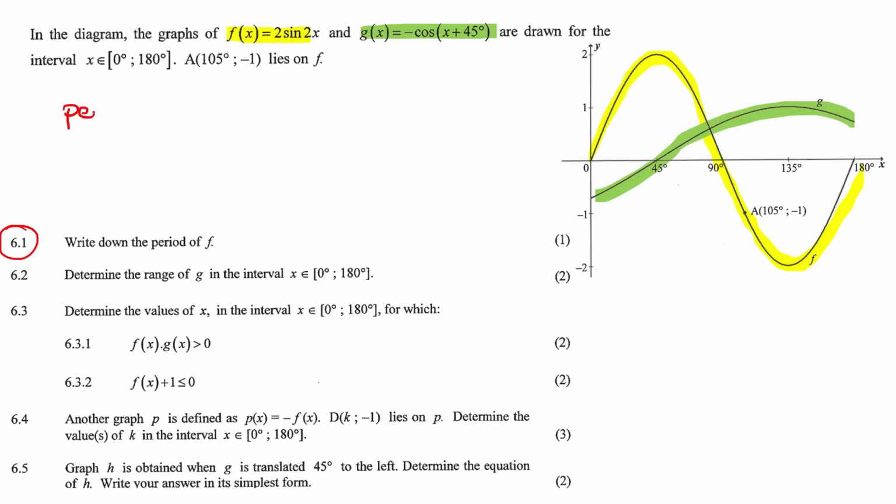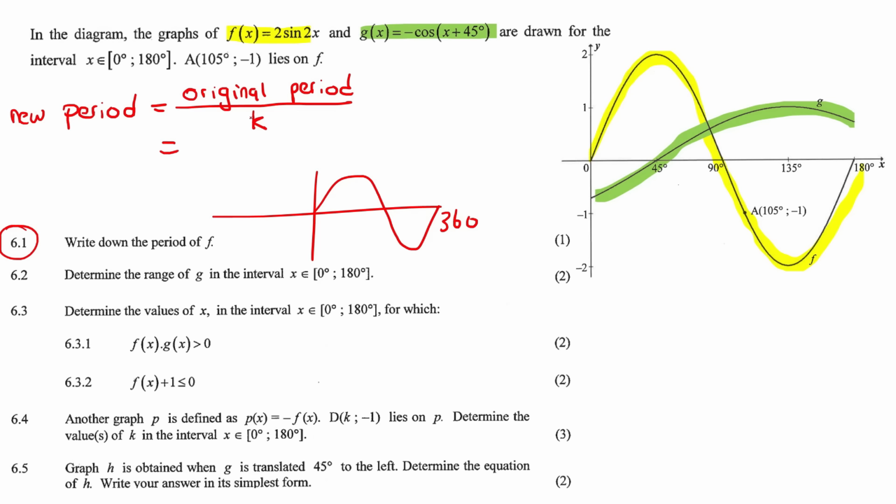Now, the period of a, for any kind of graph, is equal to the original period of that graph divided by k. I'll explain that now. Let's call this the new period. We know that a normal sin graph normally repeats every 360. That is called its period. So I'm going to put that as the original. That is for a standard sin graph.